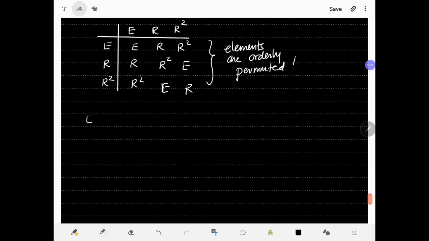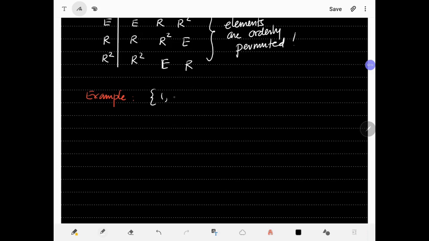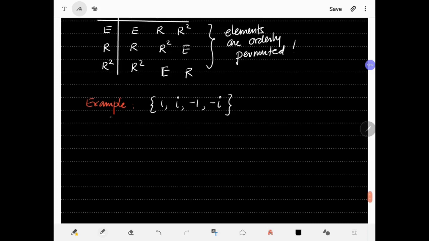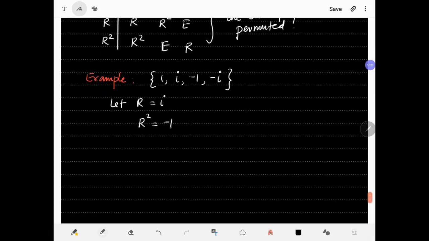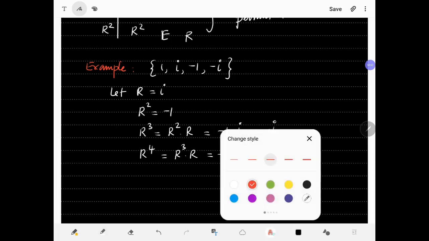Now bring back our previous example of 4 elements, 1, i, minus 1 and minus i. Test whether this is a cyclic group or not. So let R is equal to i. Now if I take the square of it, R square, which is minus 1. Now if I take R cube, which is R square into R, minus 1 into i, which is equal to minus i. R raised to 4 now is R cube into R, which is equal to minus i into i, which is equal to minus 1.